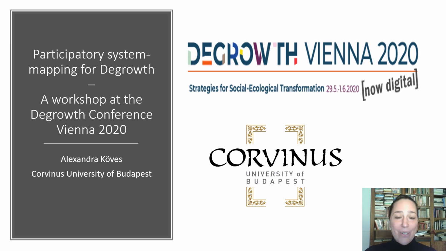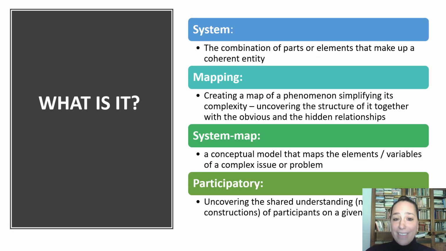This is a short presentation on what system mapping is and what I hope to do in this short period of time. So what is participatory system mapping? Let's start with the term system. The system in this sense is a combination of parts or elements that make up a coherent entity. So basically, we're trying to find the elements of what makes up a proper degrowth world.